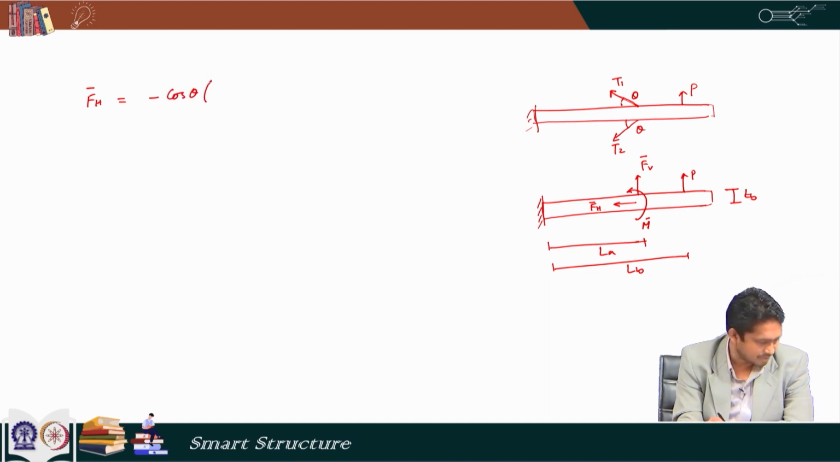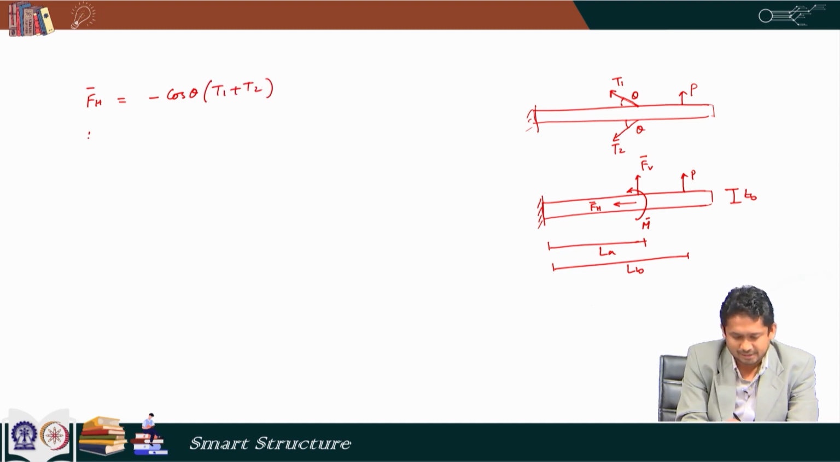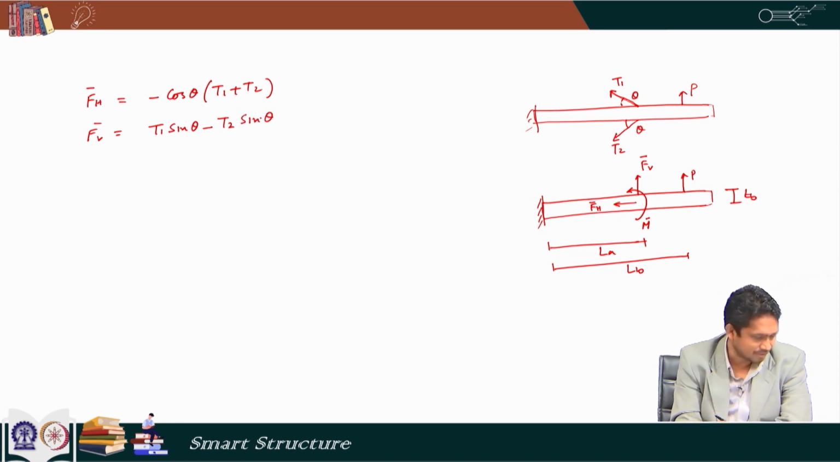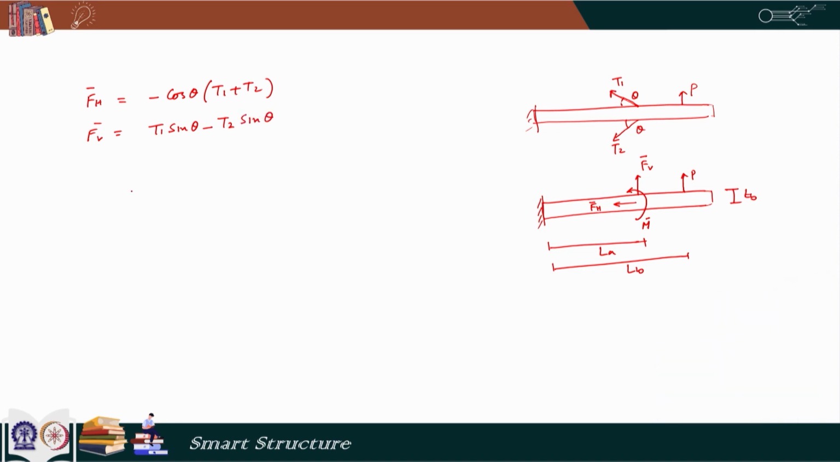times (T1 plus T2), and then Fv bar is T1 sin theta minus T2 sin theta, and m bar is cosine theta times Tb by 2 multiplied by (T1 minus T2).